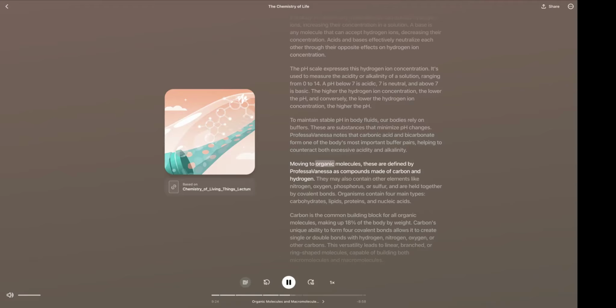Moving to organic molecules, these are defined by Professor Vanessa as compounds made of carbon and hydrogen. They may also contain other elements like nitrogen, oxygen, phosphorus, or sulfur, and are held together by covalent bonds. Organisms contain 4 main types: carbohydrates, lipids, proteins, and nucleic acids.